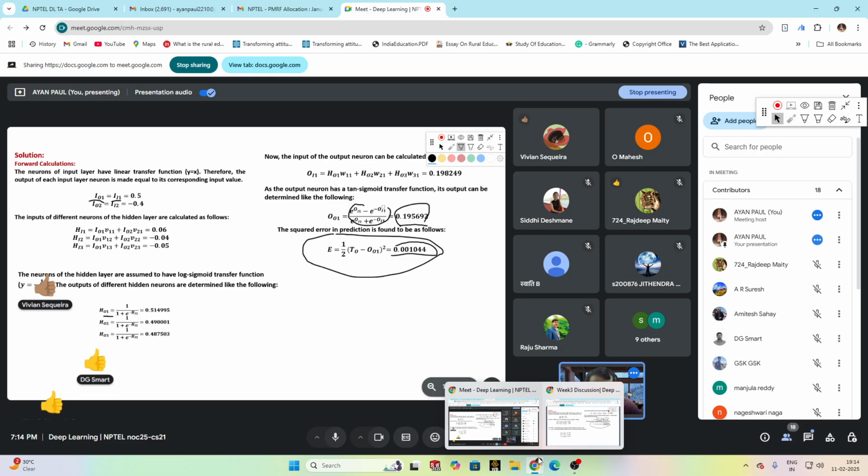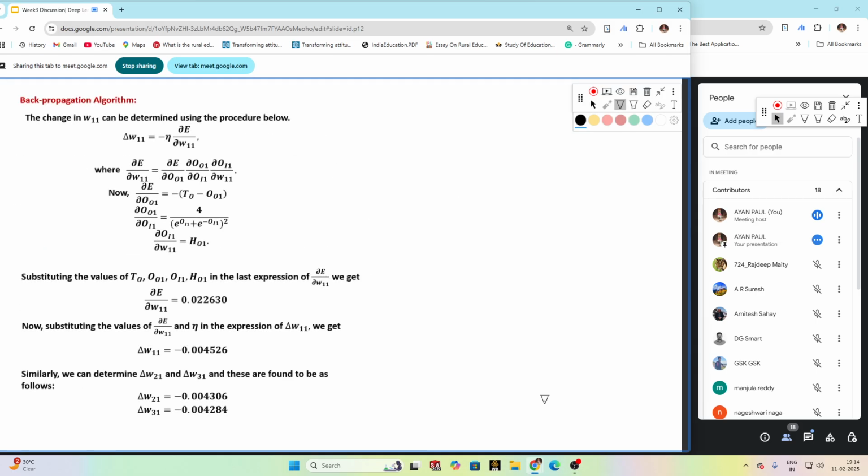Okay, now let us do the main thing, that is we want to find del w11, or del of all the weights, because we want to apply our back propagation algorithm or gradient descent, and for this we have to calculate the del of this. So how is del w11 calculated? Delta w11 will be equal to minus eta, where eta is the learning rate given in the question, that is 0.2, times del E by del w11.